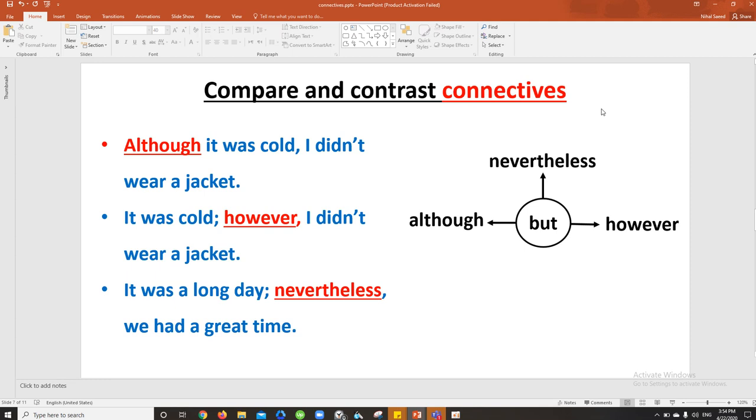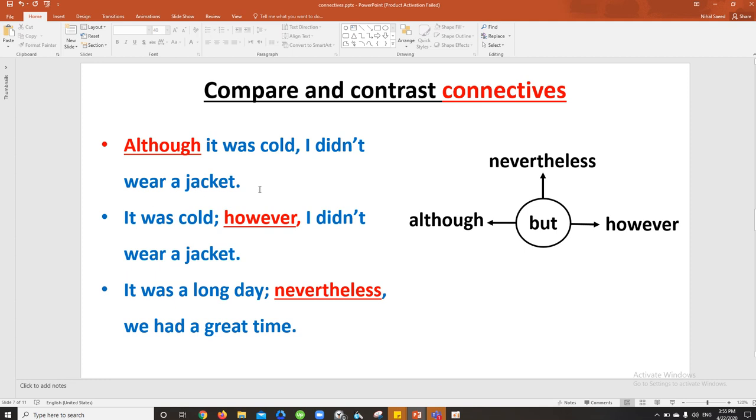If I have two sentences that show contrast ideas, I have to use the connectives but, although, nevertheless, or however. For example, although it was cold, I didn't wear a jacket. I have here two sentences. The first one, it was cold. The weather is cold. So imagine with me, if the weather is cold and you have a jacket, what will you do? Of course, you will wear your jacket. But what happened here? I didn't wear a jacket.